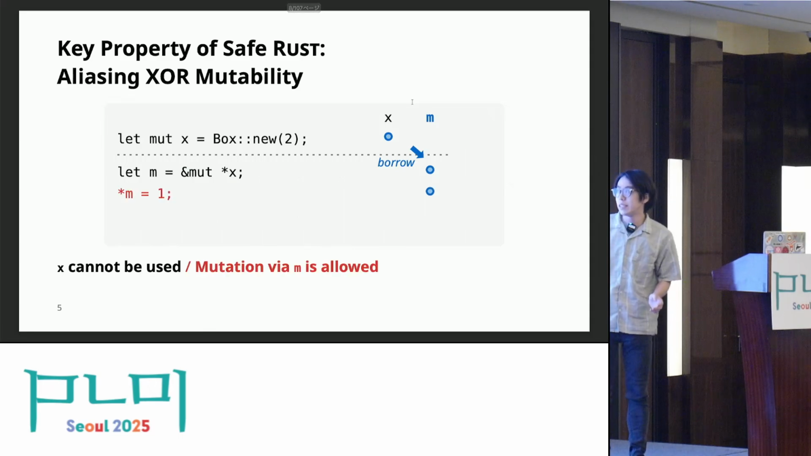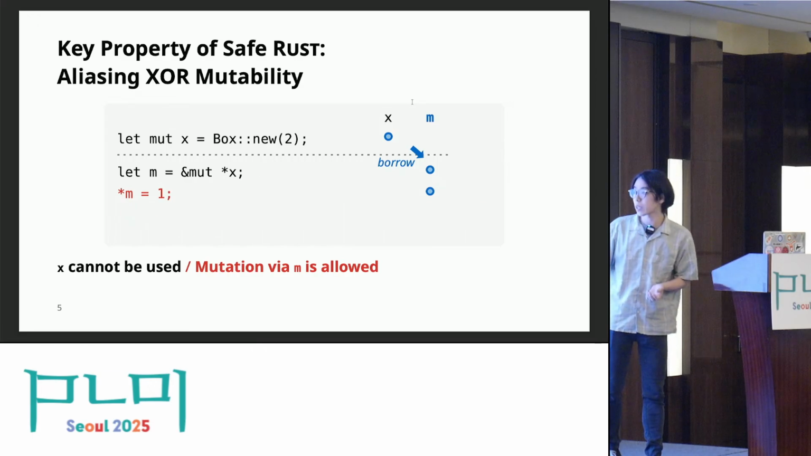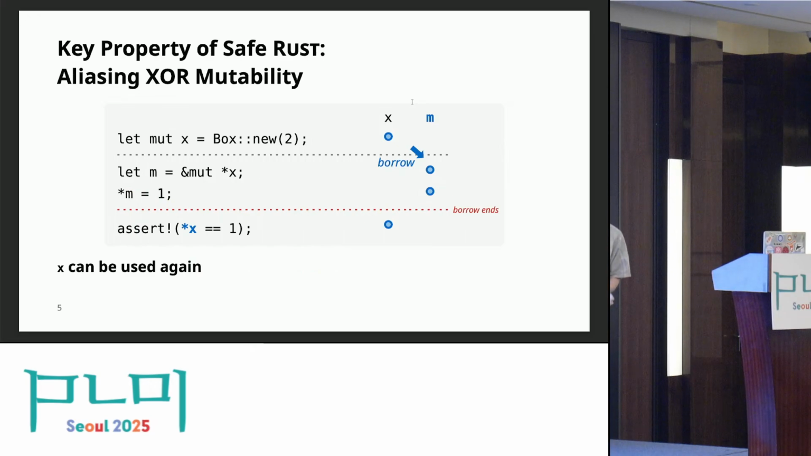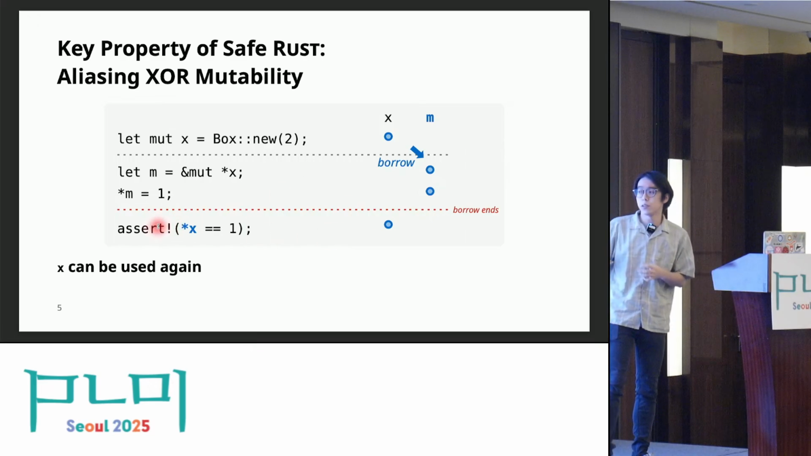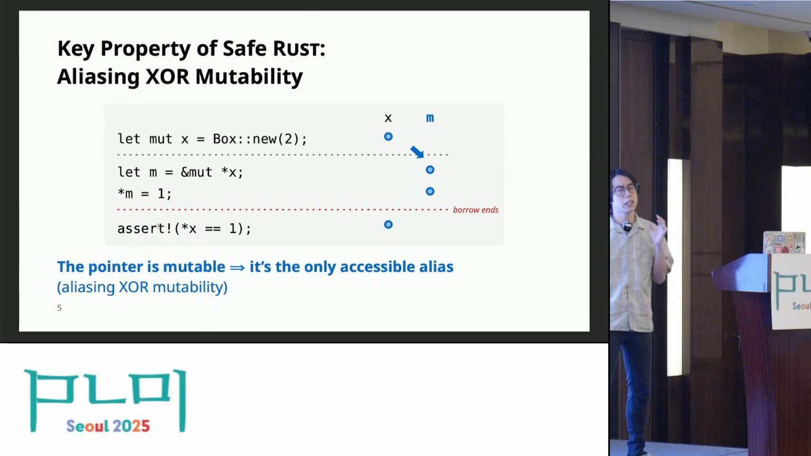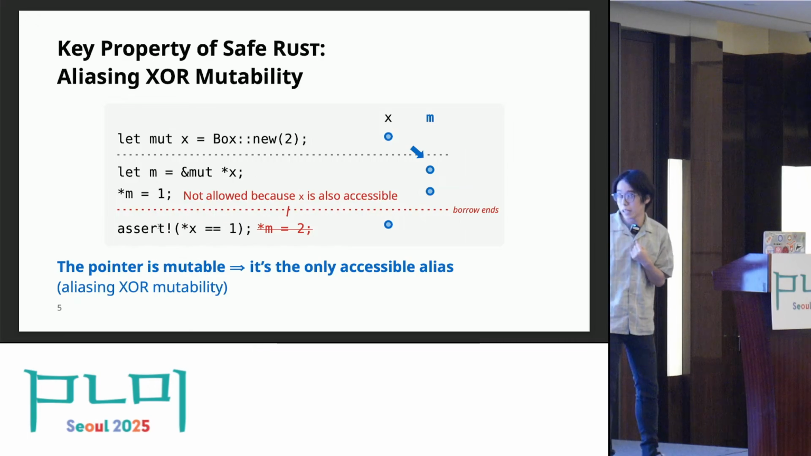And since m has the permission now, we can make an assignment to m, updating its value, while touching x is disallowed here. Then, after the usage of mutable reference m ends, the permission automatically returns back to x, and that allows us to assert on the value of x. So this is the intuition of the aliasing XOR mutability rule. And because of that, if we try to update m after the last line, it is not allowed and is rejected by the compiler because x is also accessible here.